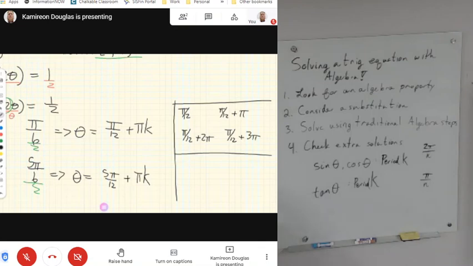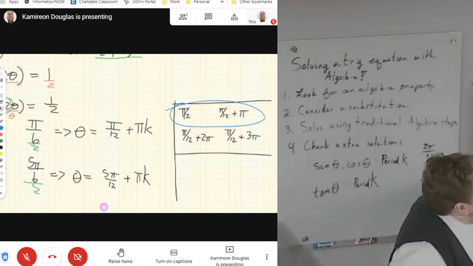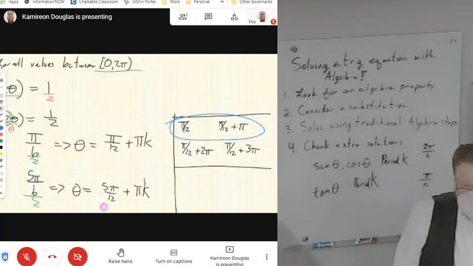Pi over 12 fits in that. Pi over 12 is between 0 and 2 pi. But one of the other ones is too. This one. These 2 are in this range.